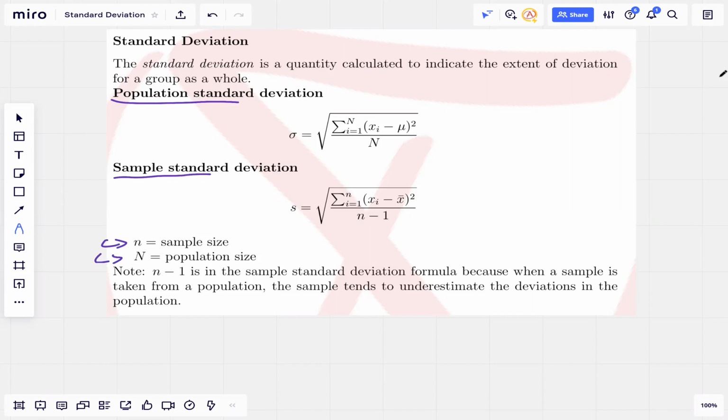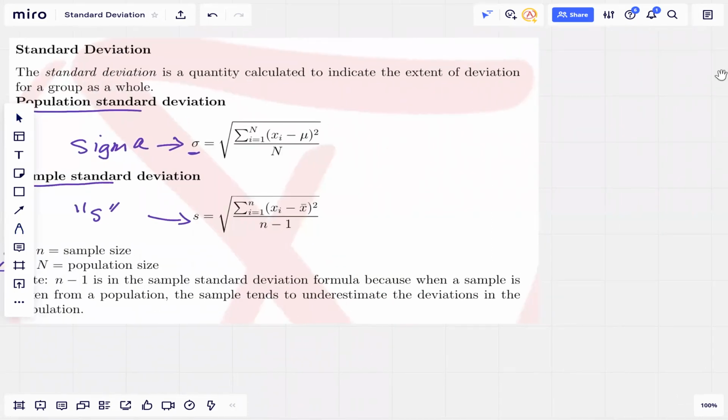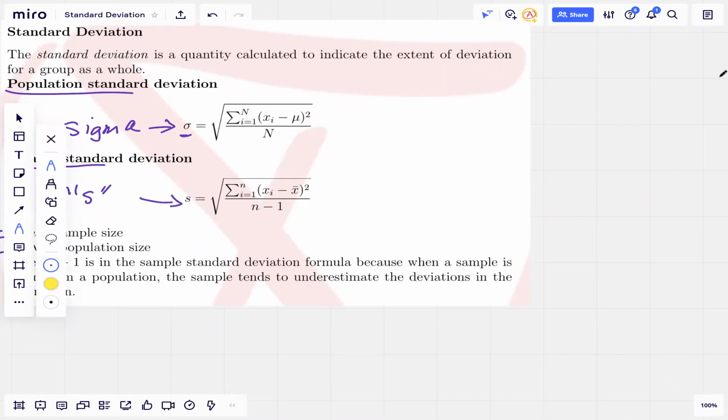So notation-wise, the population standard deviation is denoted by this Greek letter sigma. And then the sample standard deviation is denoted by our regular letter S. So if we go back to our population standard deviation, it's the square root of all this stuff underneath the square root. So what does all that mean? That's what we want to look at and try to decipher.